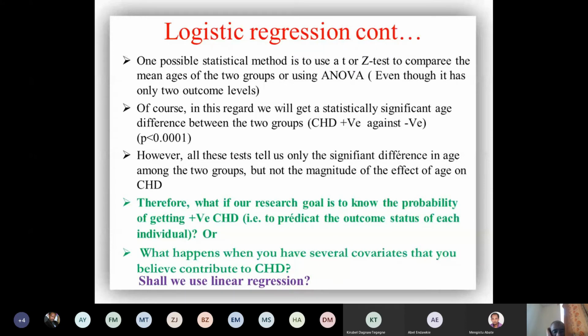So shall we use linear regression? Let's try. Before we apply linear regression, as we mentioned yesterday, we have to draw the scatter plot. As you can see, the scatter plot has only two options, either 1 or 0, yes or no. The x-axis is age. We don't have any problem with that. But the y-axis has only two options, either yes or no. Now, let's do linear regression.